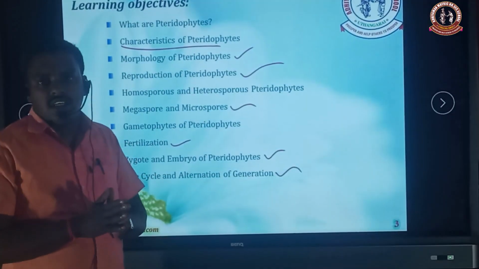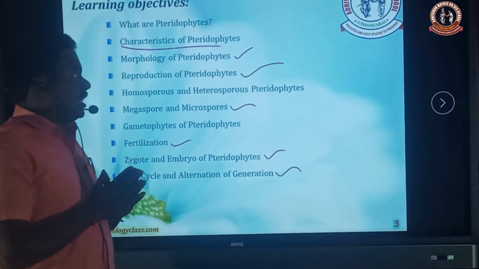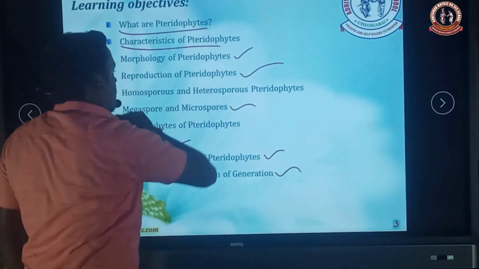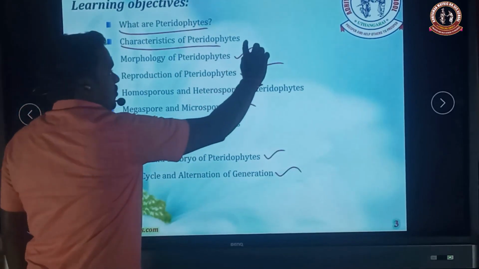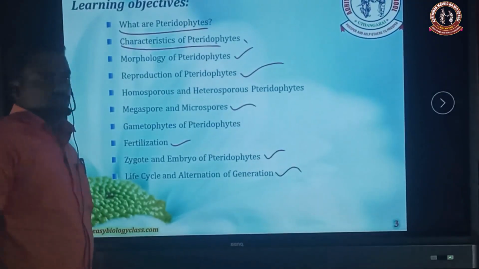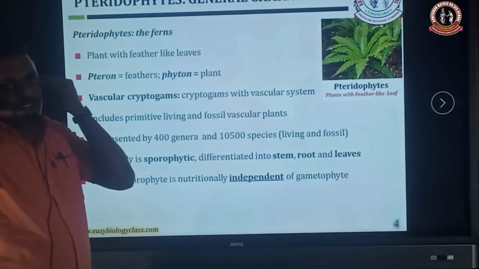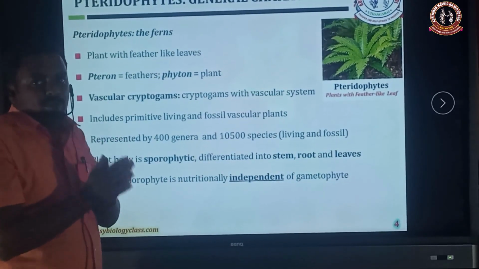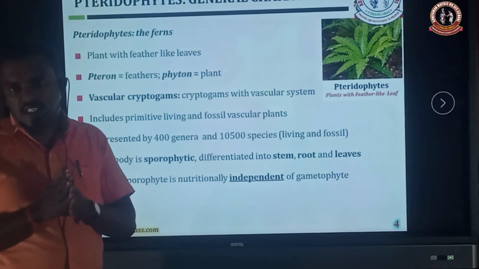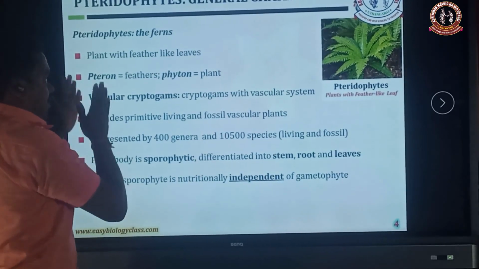Today we are discussing only two topics: what are pteridophytes, and the characteristic features of pteridophytes. So first, what are pteridophytes? Pteridophytes, in simple terms, are fern-like plants, plants with feather-like leaves.